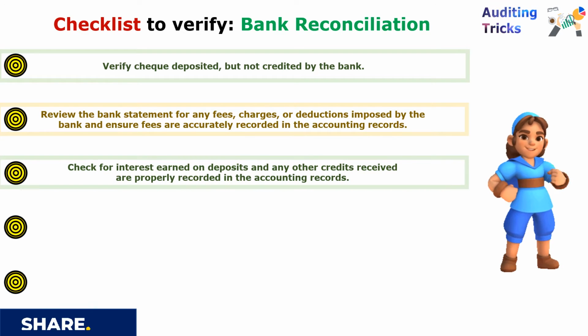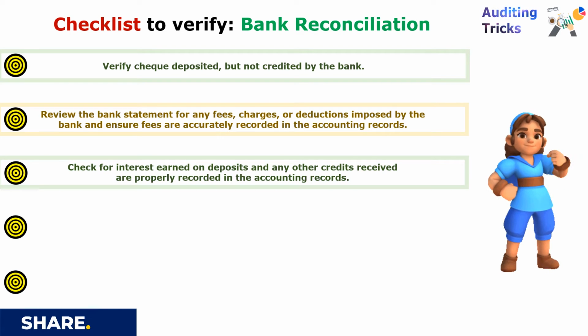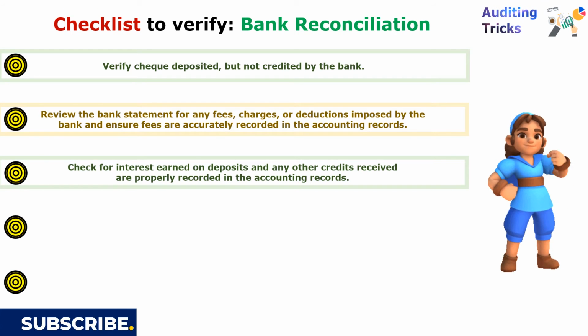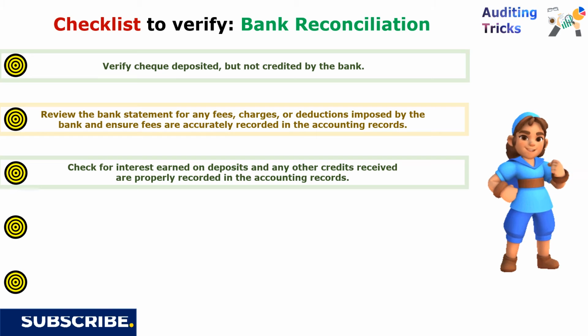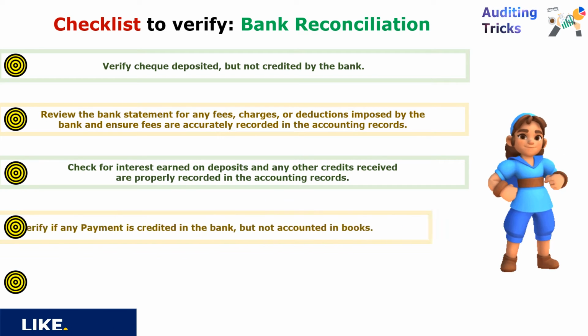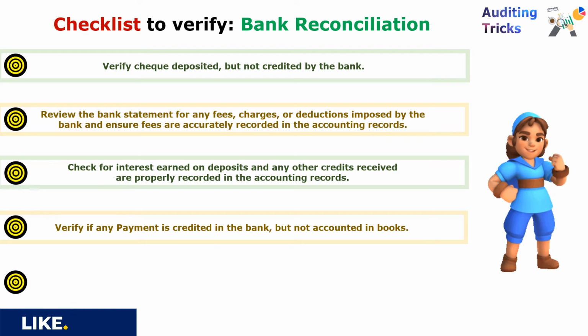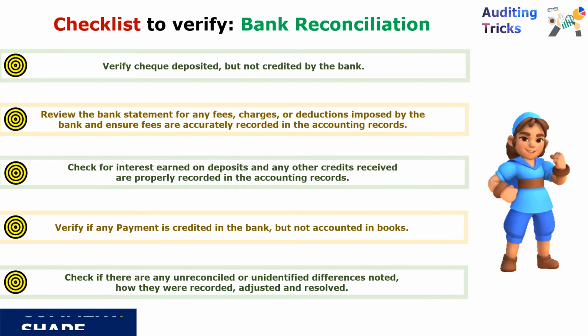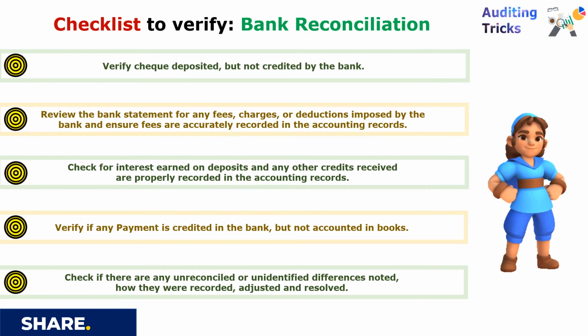You can also check for interest earned on deposits or any other income which is credited or received in the bank account but not properly accounted in the books of accounts. That will also lead to a variance in the bank reconciliation. You can verify if there is any payment which is credited in the bank but it is not accounted in the books. You can check the unreconciled or the unidentified differences also, which might be noted during the bank reconciliation activity and how they were recorded and adjusted or whether they were resolved or not as on date.